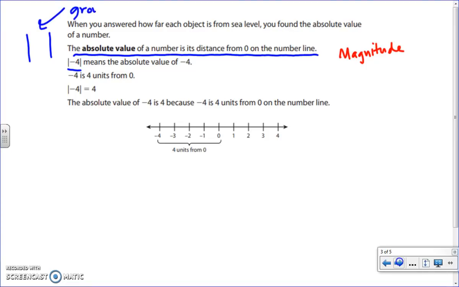This is a grouping symbol. So when you talk about PEMDAS or however you learned order of operations, this would take priority over add, subtract, multiply, divide, or exponents. Anything inside the absolute value is considered a grouping symbol.